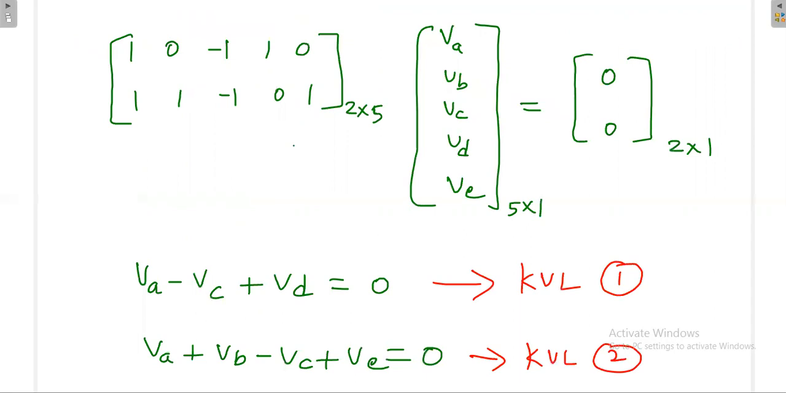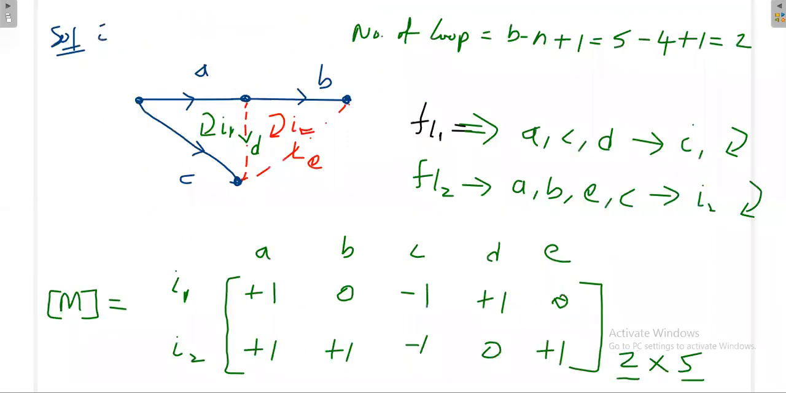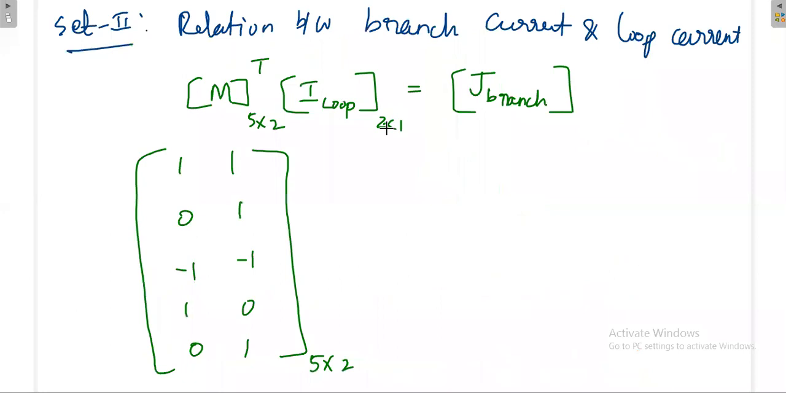In general, there are only two loop currents, I1 and I2. You have to write them as a matrix of 2 cross 1, that means 2 rows, 1 column: I1, I2. Again, if you multiply 5 cross 2 with the 2 cross 1, then what will be the dimension? That will be 5 cross 1.